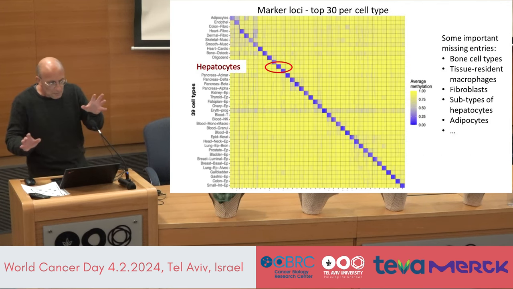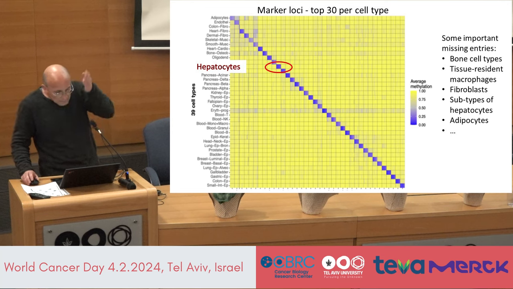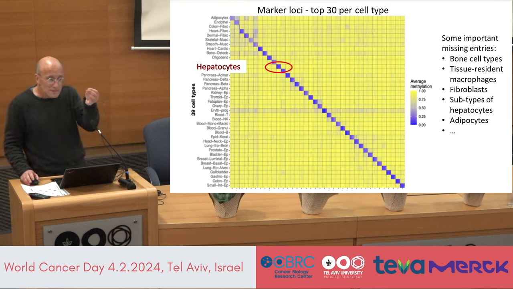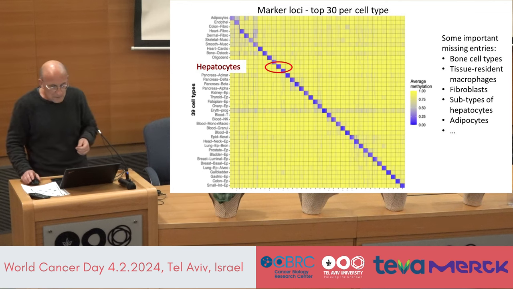So here's a blow up of that part of that atlas. The rows are different human cell types, and the columns are loci in the genome, and blue is unmethylated. So what you see here, for example, are about 30 thin columns. These are loci in the genome that are unmethylated in hepatocytes and fully methylated elsewhere. Each one of these is a marker. You see that in its unmethylated version in plasma, it's coming from a hepatocyte.